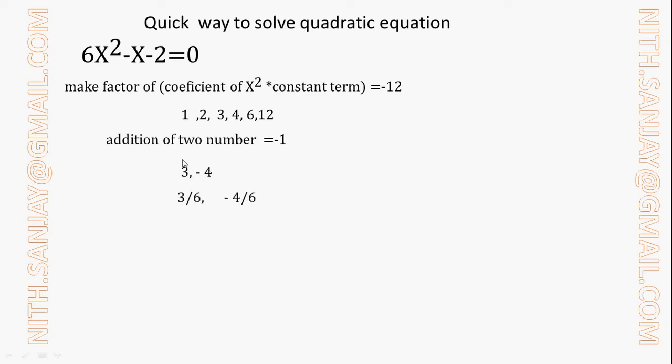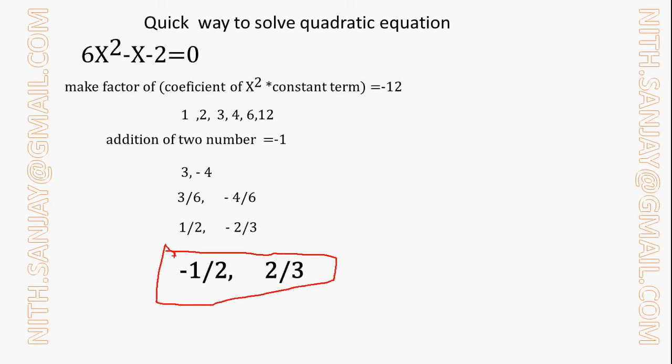Now I will divide 3 and -4 by the coefficient of x square. I will simplify it. This comes out to be 1 by 2 and -2 by 3. I will change the sign of this. So this is the solution of this equation. You got it? If you practice this method, you can solve any equation within 10 seconds. I promise that.